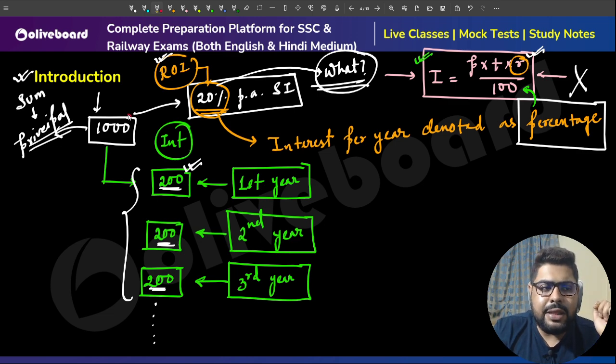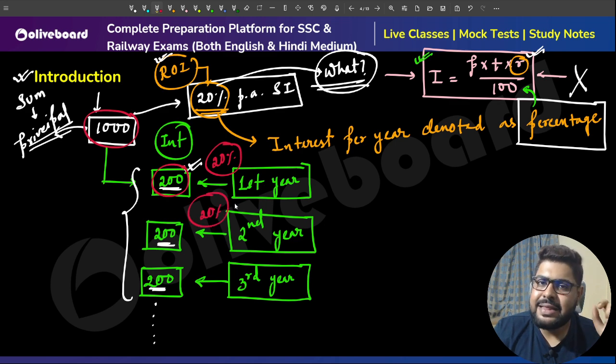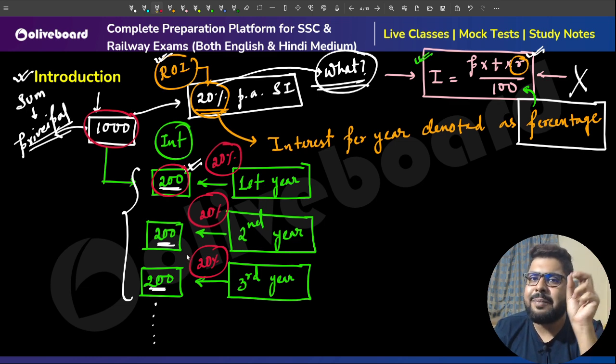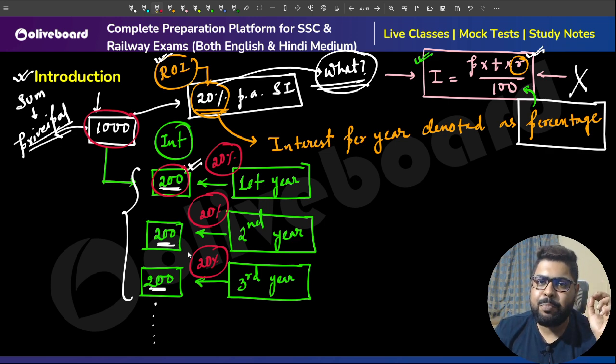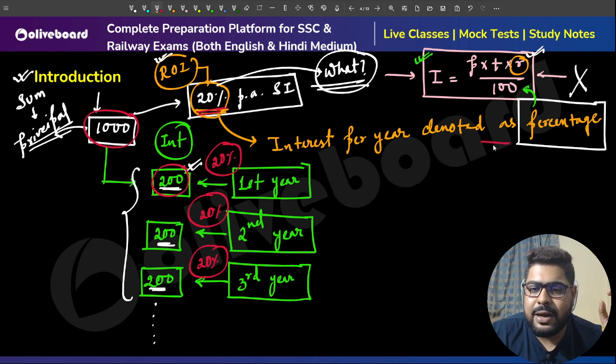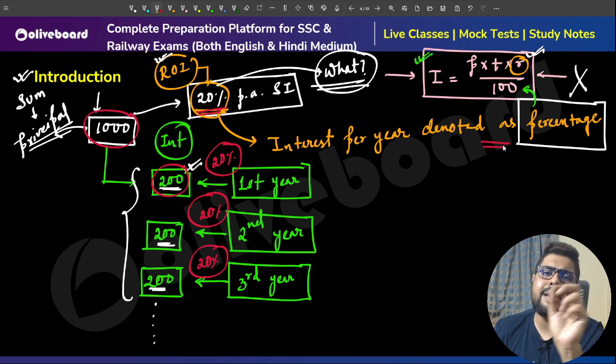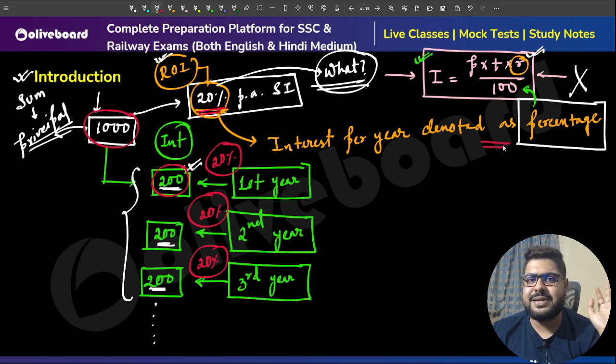That means that on 1000 rupees, the first year I'm getting 20% as interest. Second year I'm getting 20% as interest. Third year I'm getting 20% as interest. So every year, instead of 200, I can also think I'm getting 20% interest per year. Meaning rate of interest, that is why this concept was important. The rate of interest is one year's interest in terms of percentage.